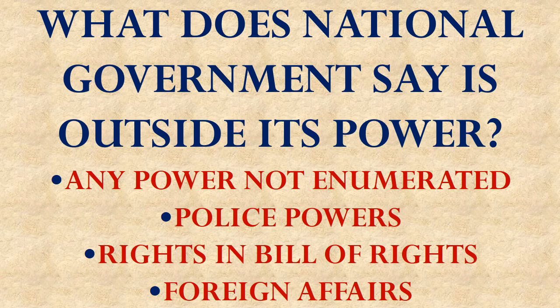What does the national government say is outside its powers then, if it's claimed so much power? Is it any power that's not enumerated in the Constitution? Or the police powers? Or the rights in the Bill of Rights? Or foreign affairs? Well, according to the lawyers in the Obamacare case, it's only the rights in the Bill of Rights that are outside the powers of the national government.